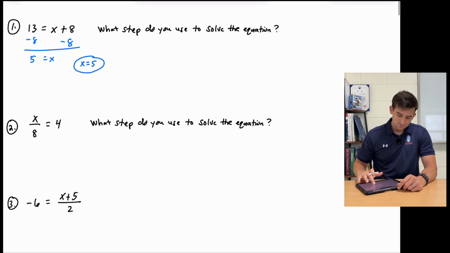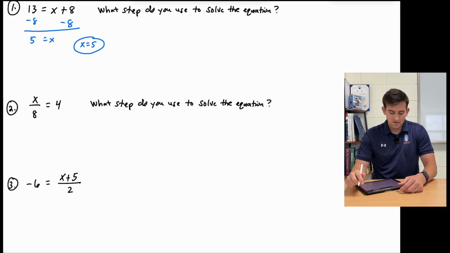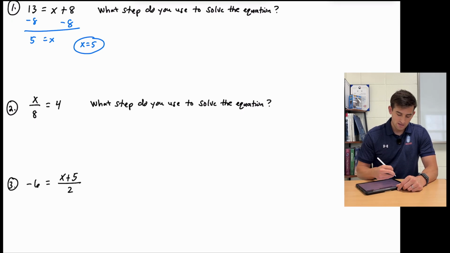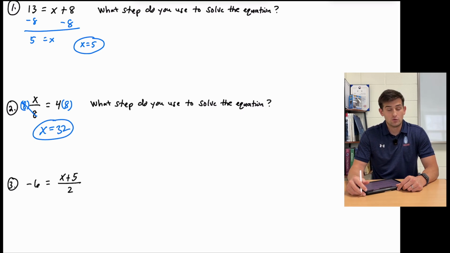All right. Number two, we have x divided by 8 equals 4, and what step do we use to solve this equation? Well, if we want to solve for x, the step that we would do is we would multiply both sides by 8. So that's going to give me x equals 32. So our answer would be 32 because 4 times 8 is 32. And the step that we used was we multiplied both sides by 8.